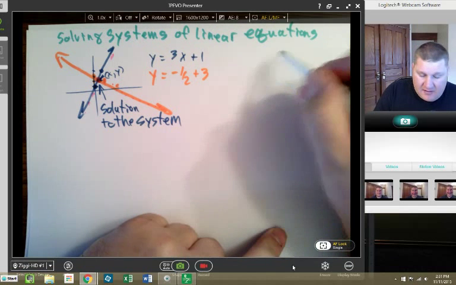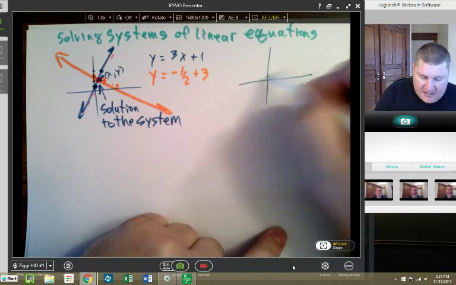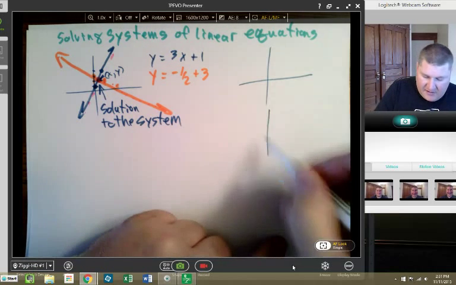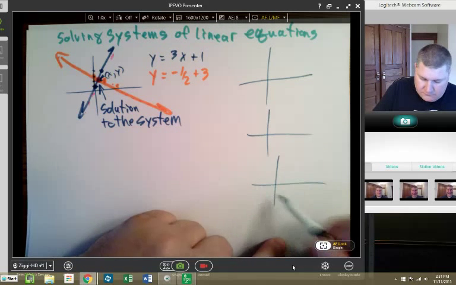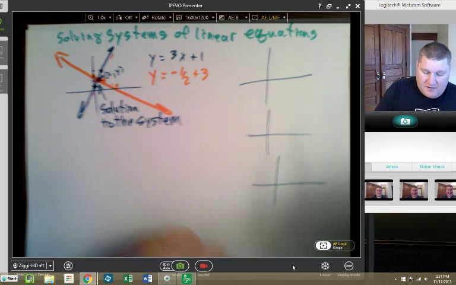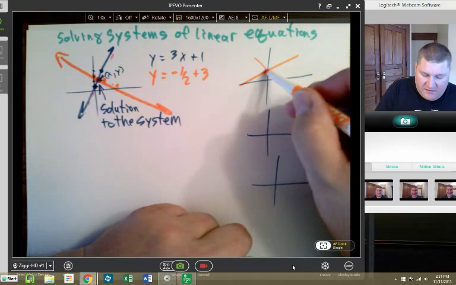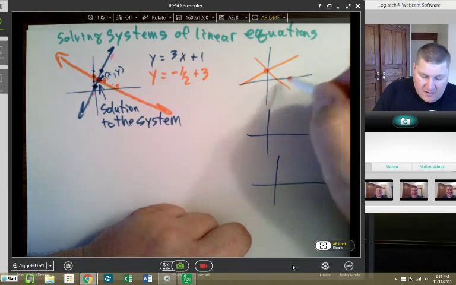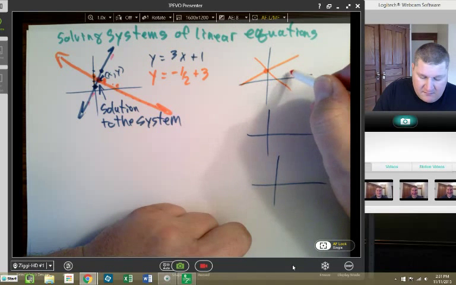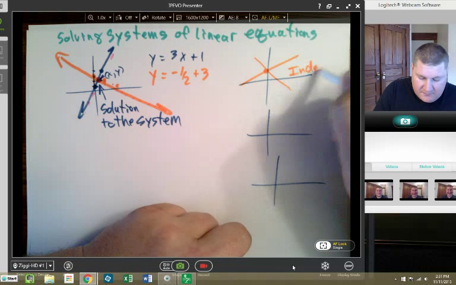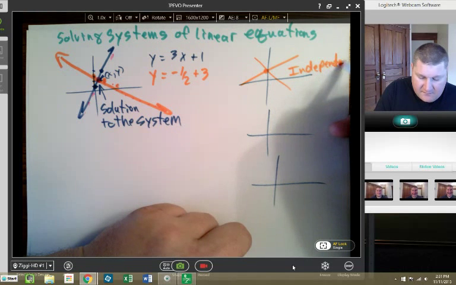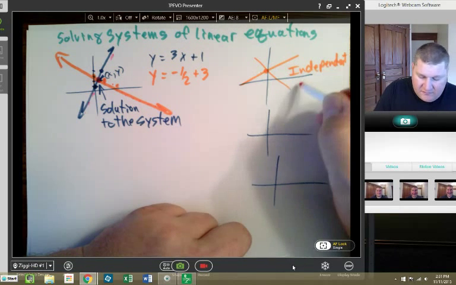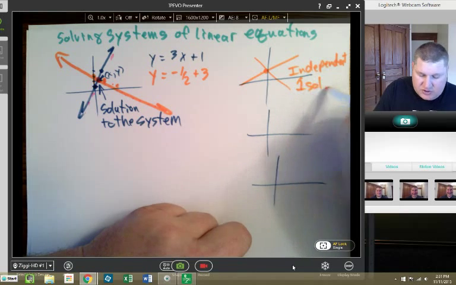But if we think about lines, there's a couple ways lines could be related. I could have lines that are like this, and they cross just like we have over here. In this case, we would call them independent. And they cross in one place, so I have one solution.